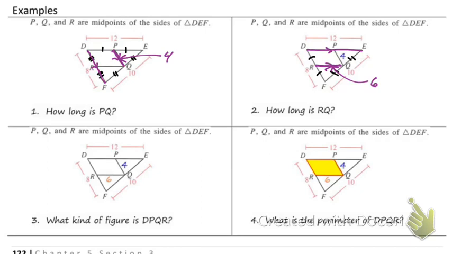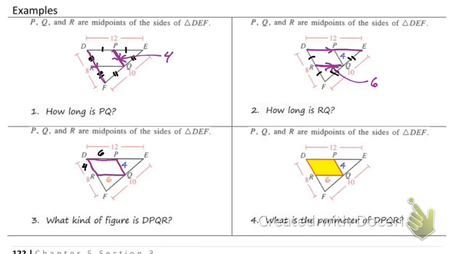What kind of figure is DPQR? DPQR. DJ? How do we know it's a parallelogram, though? Well, okay, so PQ is half of DF, and if R is a midpoint, then DR is half, so then we take half. DR would be what size? 4. 4? And what would DP be? 6. 6. Does that automatically make it a parallelogram?